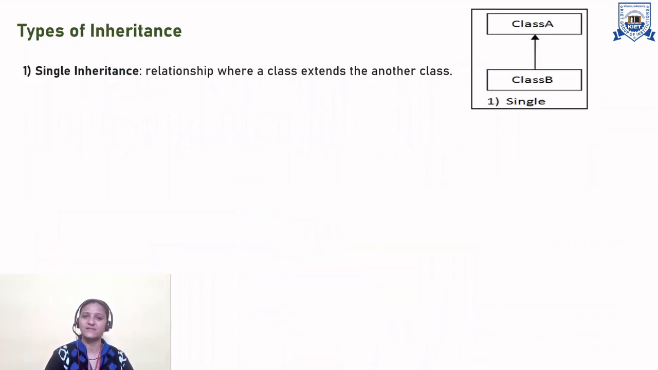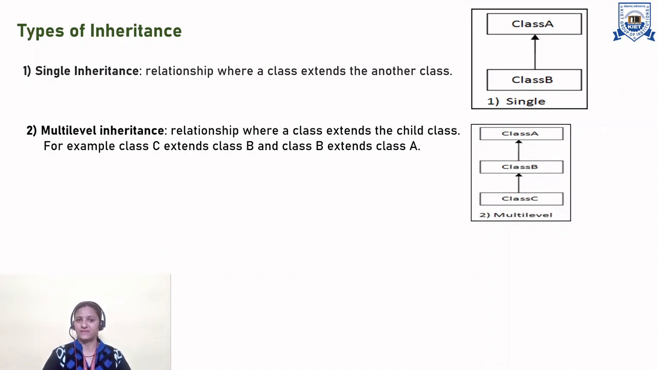Types of inheritance: single inheritance, a relationship where a class extends another class. In this example, it is called single because a single class B is inheriting a parent class A. Only one parent is there which is getting inherited by the child B.